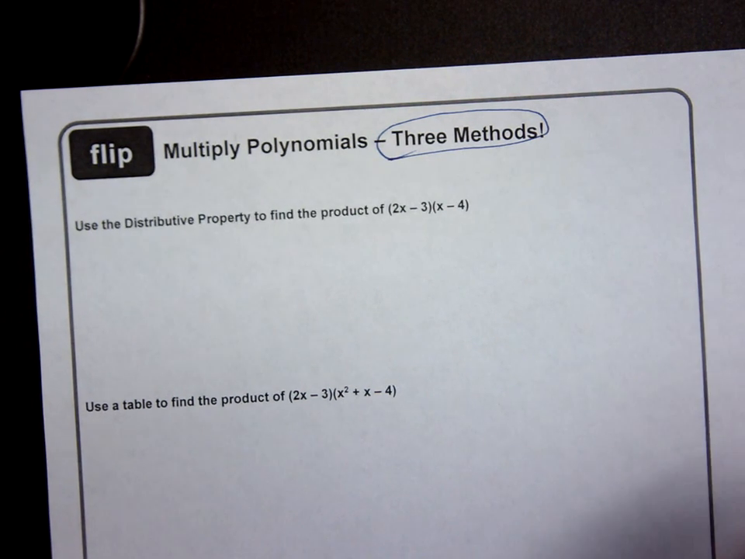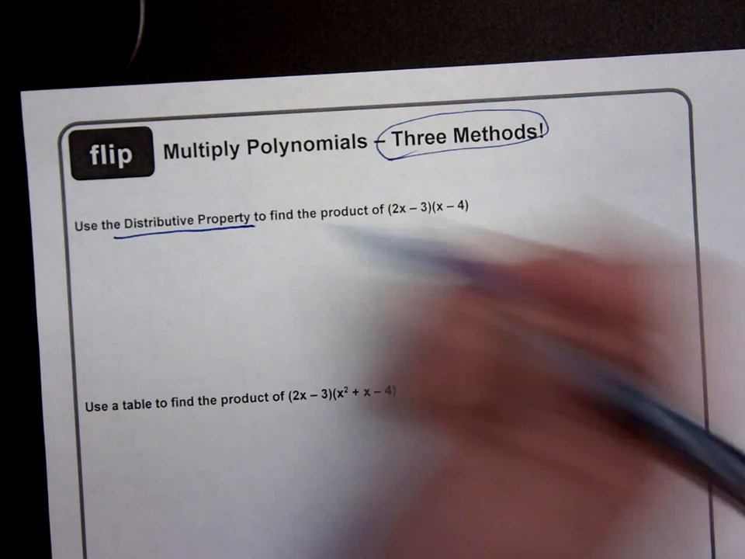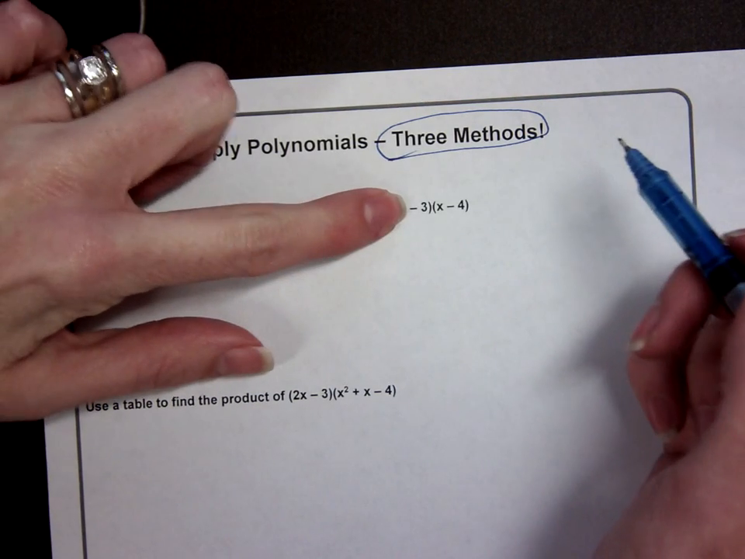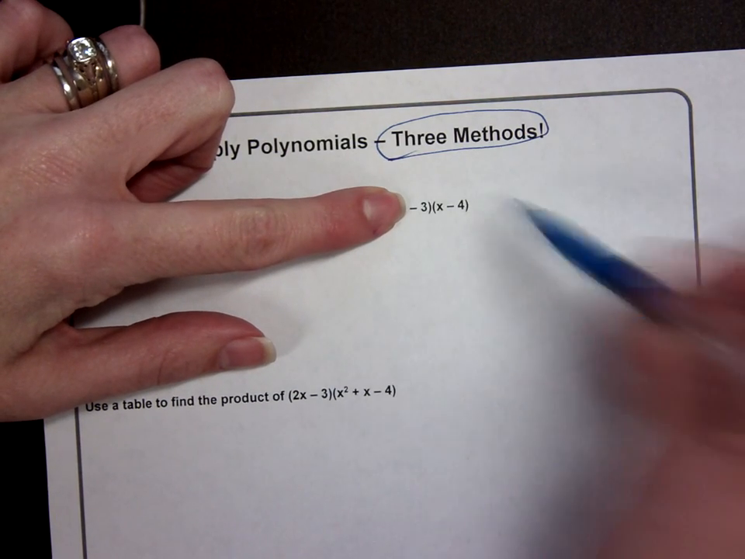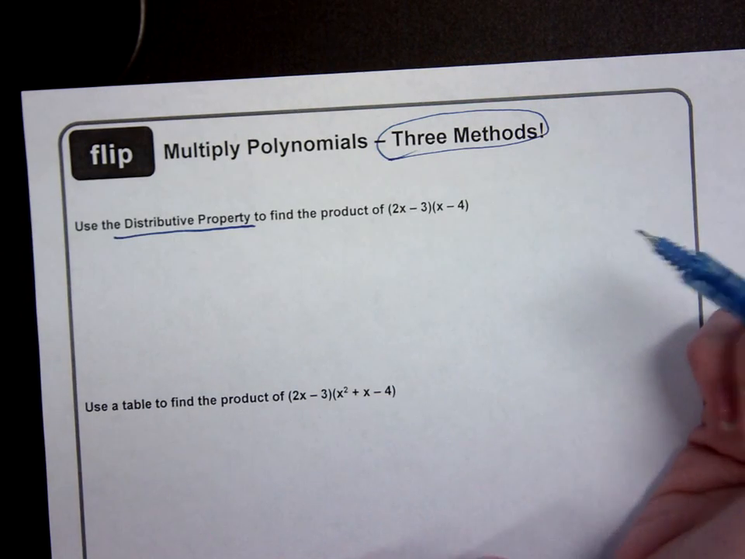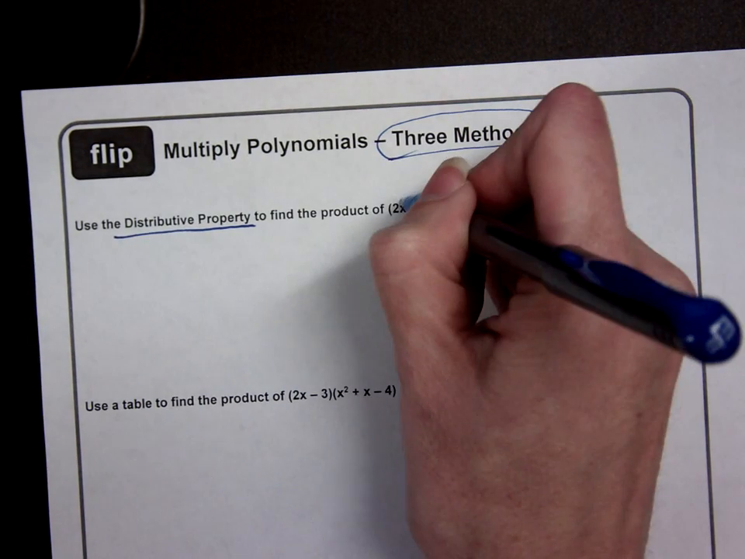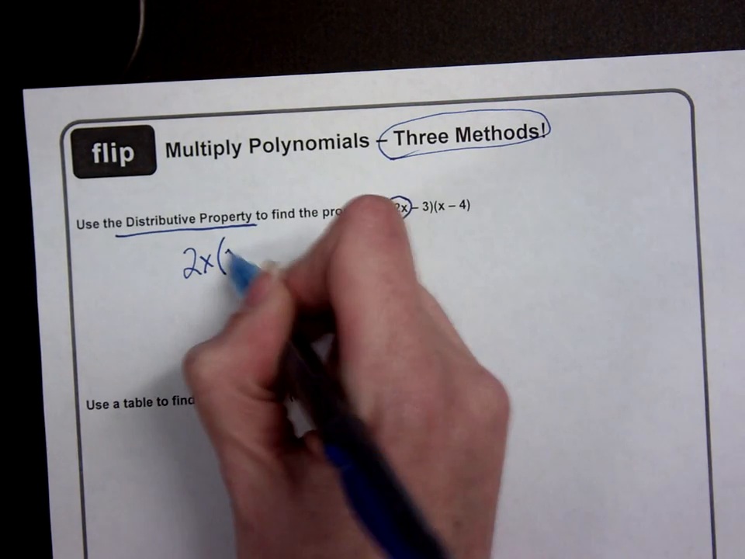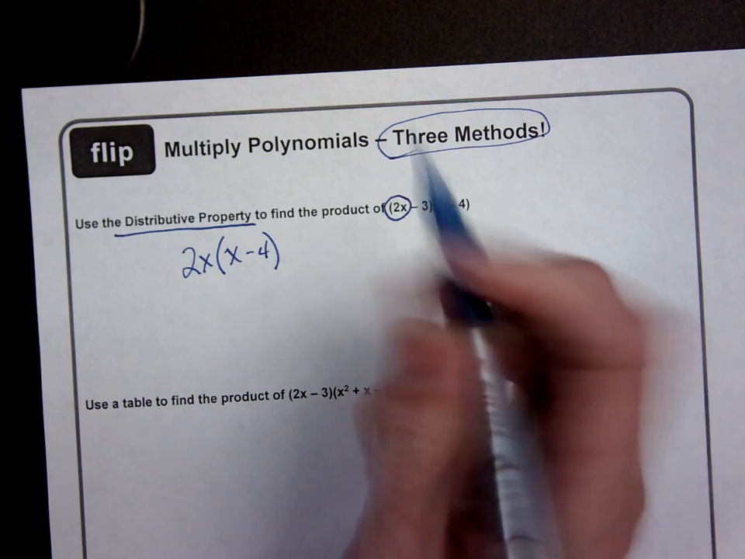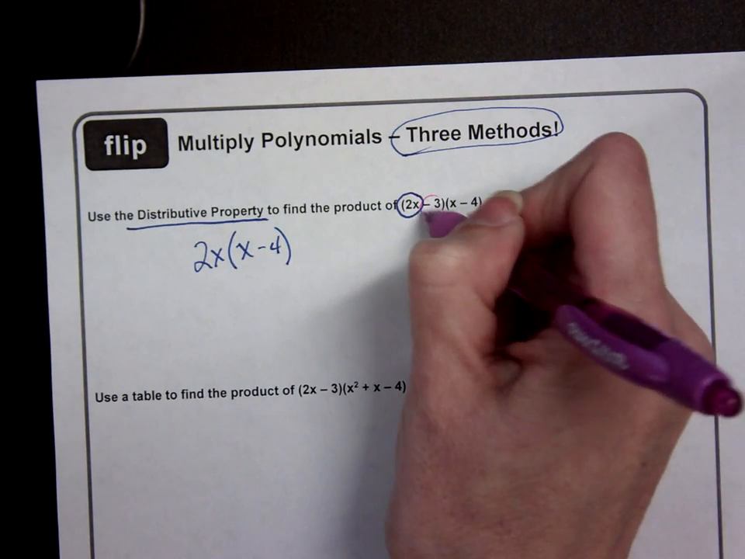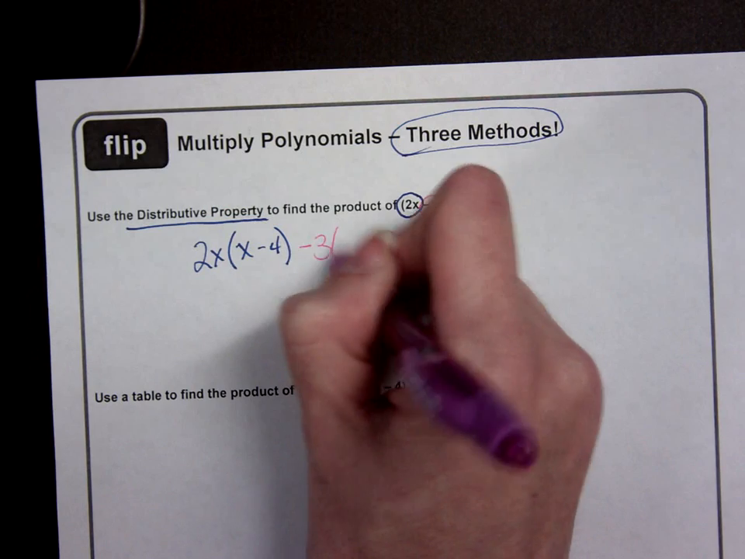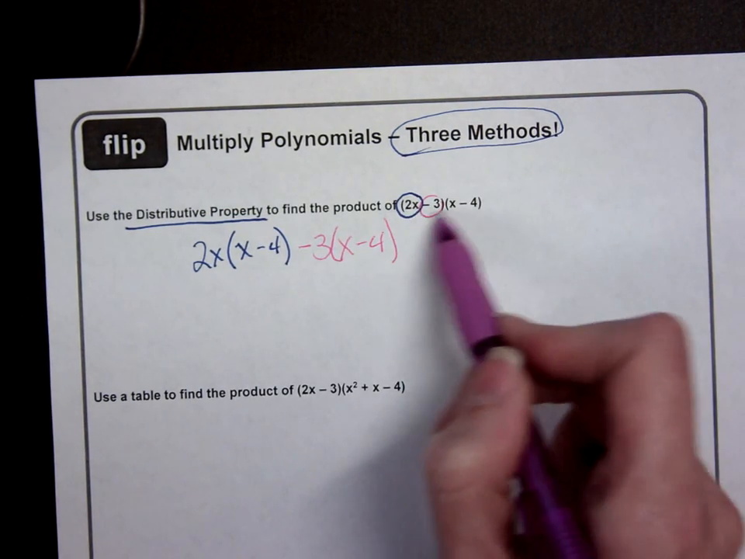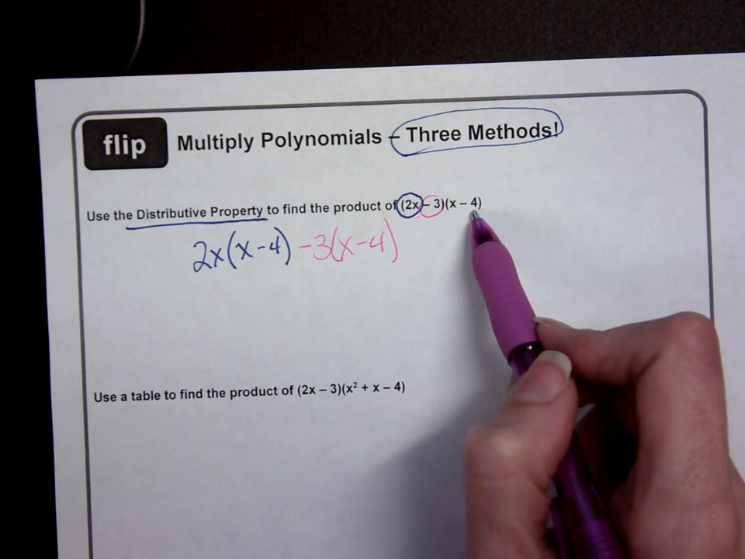Okay, so the first one is the distributive property, and we've dealt with this a little bit, but not a whole lot. If there was just the one term, you would distribute it, no big deal. But now there's 2. So we're going to take this 2x and distribute it to the x minus 4. And then we're going to take the negative 3 and distribute it to the x minus 4 also, because they're both being multiplied by what's inside here.